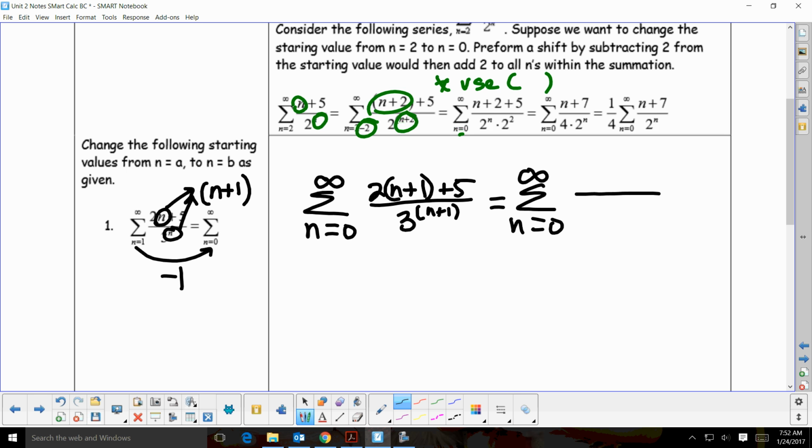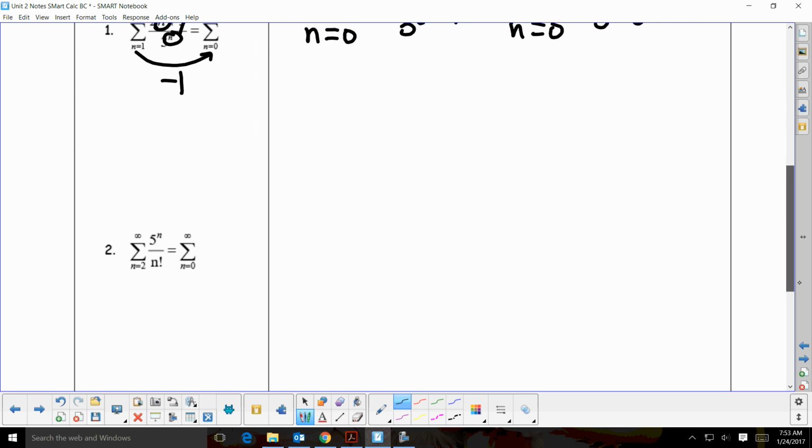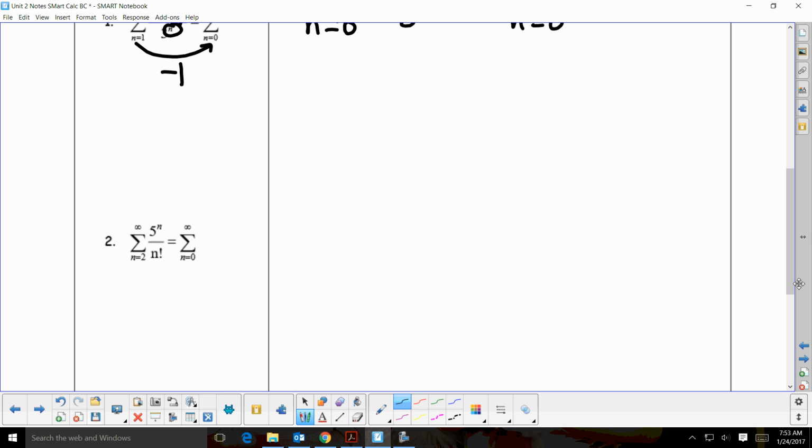So the numerator I think you can do all in one step. That'd be 2n plus 7. We can all do that, yes? Like distribute the 2 and add the 5 together. And then down here, this is going to be 3 times 3 to the n. Okay? Go to this one. See what you can do here.